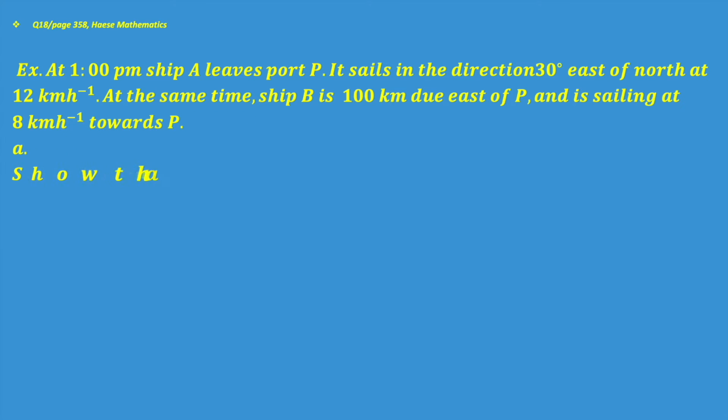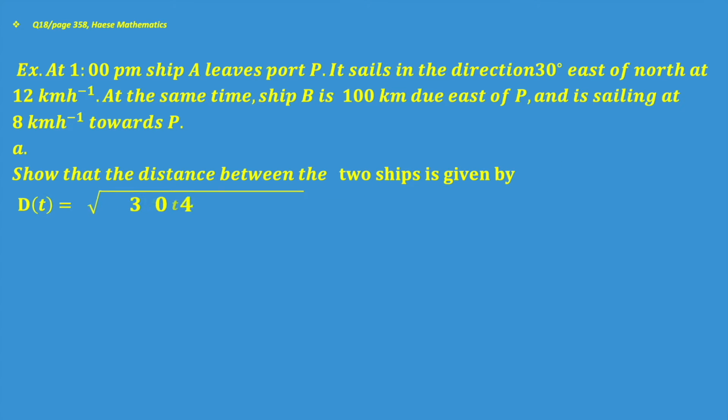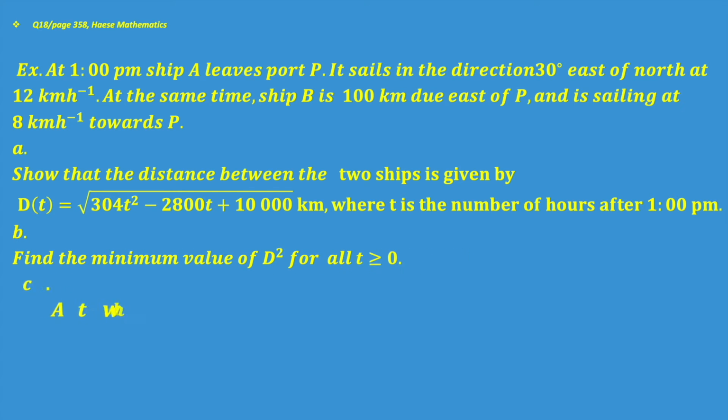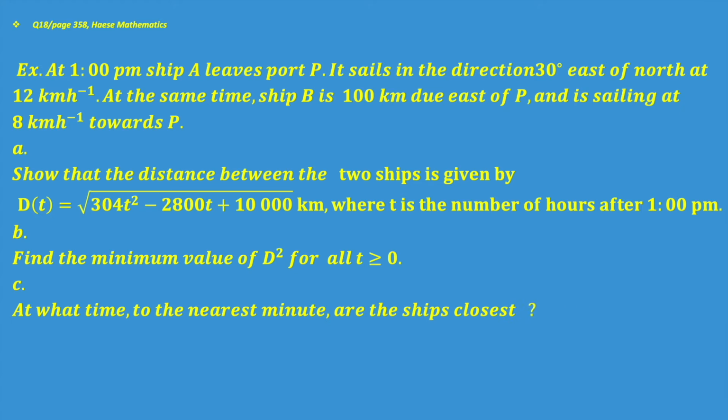hour towards P. First part, show that the distance between the two ships is given by d(t) equals the square root of 340t squared minus 2800t plus 10,000 km, where t is the number of hours after 1 p.m. Find the minimum value of d squared for all t greater than or equal to 0. At what time, to the nearest minute, are the ships closest? Let's look at the answer.